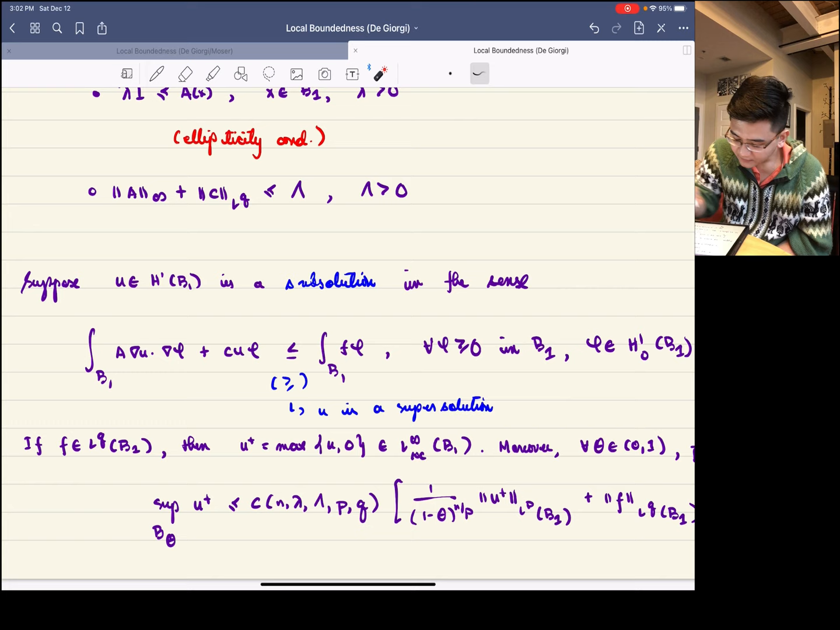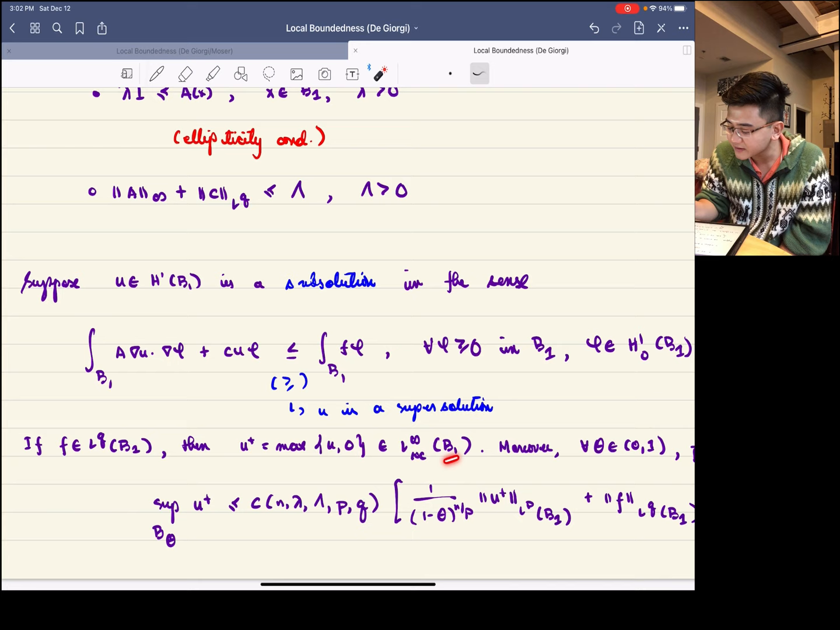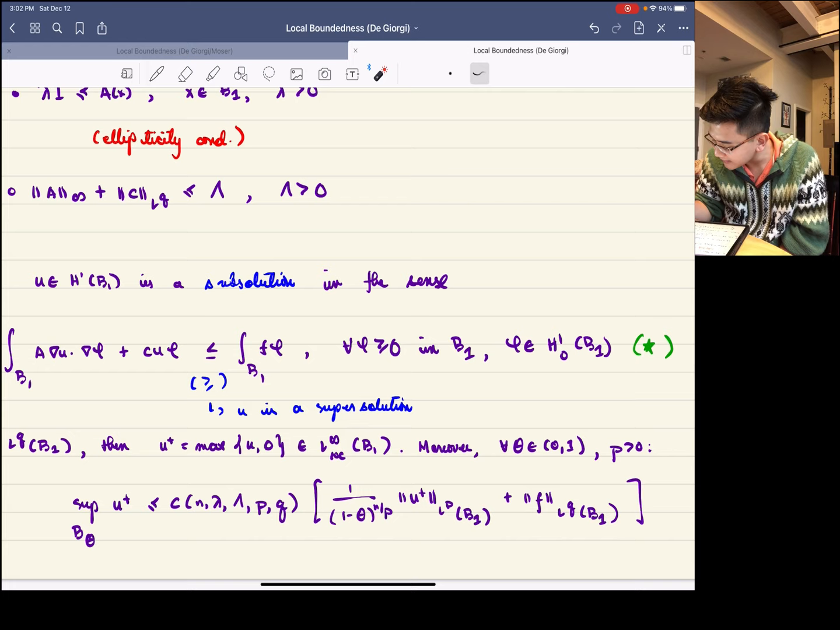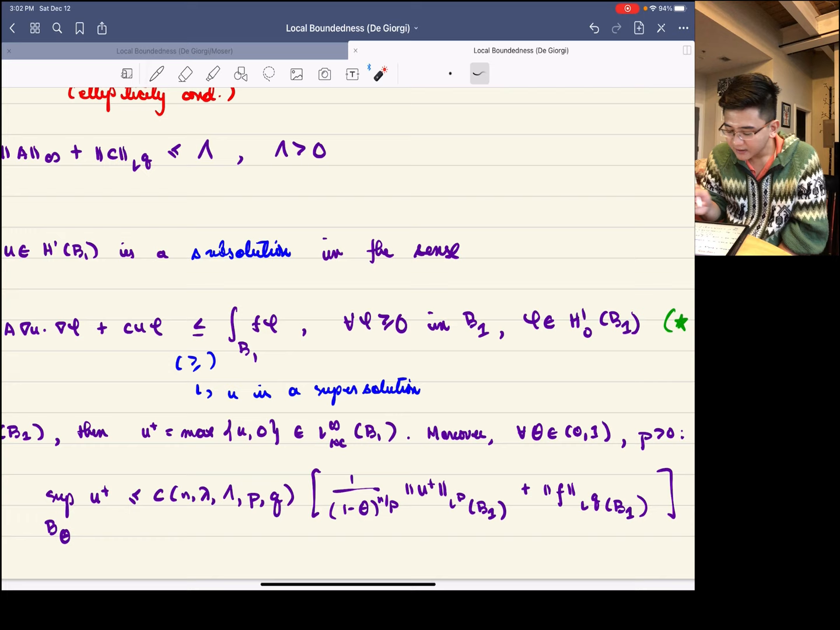then the positive part of u, which is just the part of u that is above 0, is in L infinity loc of B1. So what it means is that for any subset of B1 that has positive measure, it's L infinity there. Moreover, we can make this more precise, with a quantitative description. For any theta in (0, 1), p positive, we have the following. The sup of the positive part in B theta is bounded by some constant dependent on just these constants here times this one.